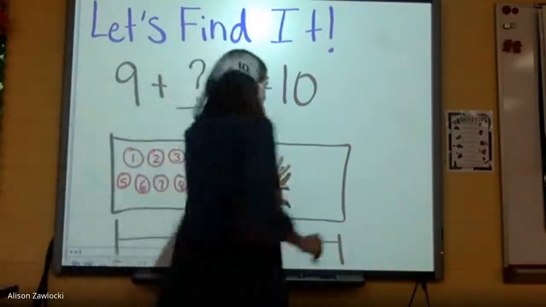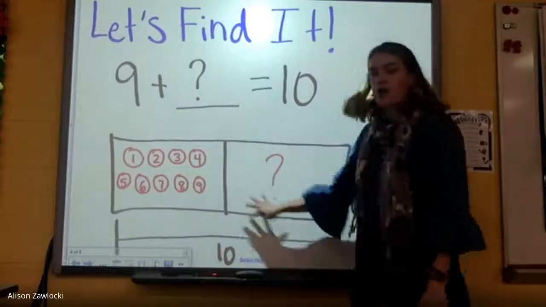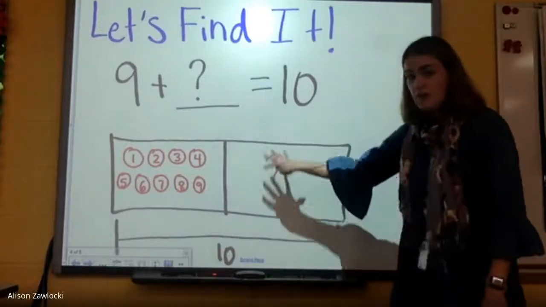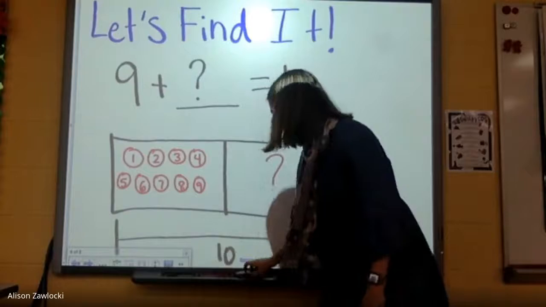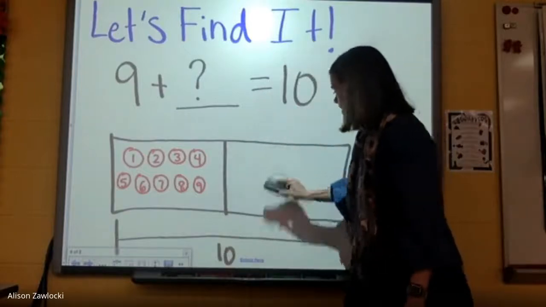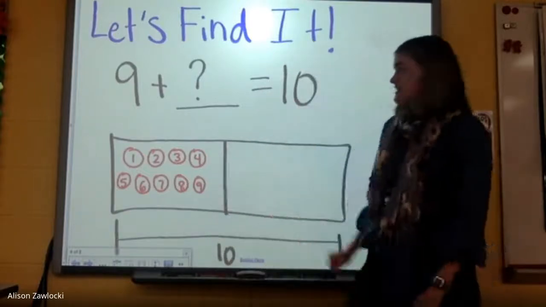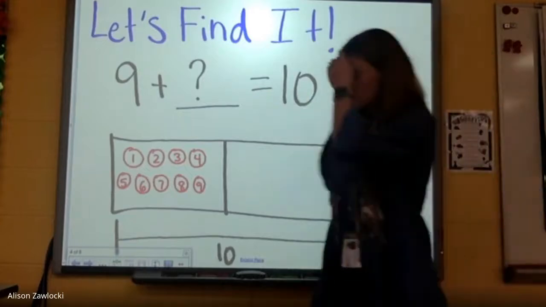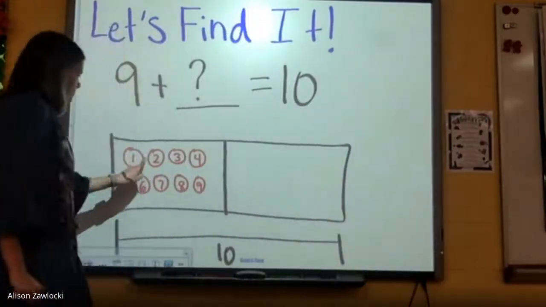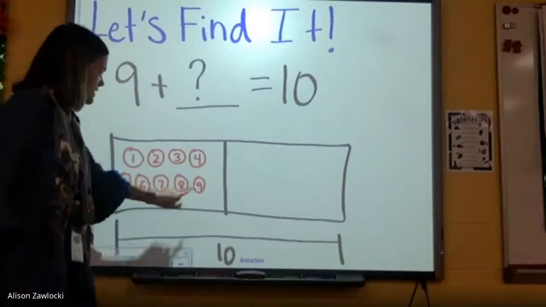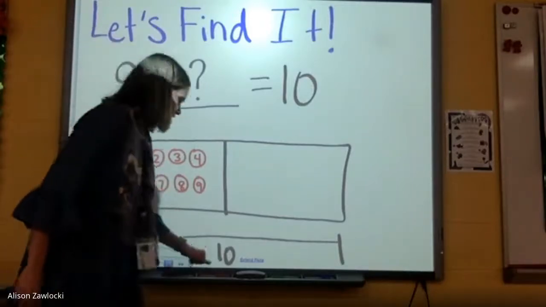Now, I don't know what this is. I don't know how many I need to get to 10. That's the question that we're answering. How many more do we need to get to 10? 9 plus what equals 10? So what I'm going to do is notice I put a number inside each of my counters. 1, 2, 3, 4, 5, 6, 7, 8, 9.